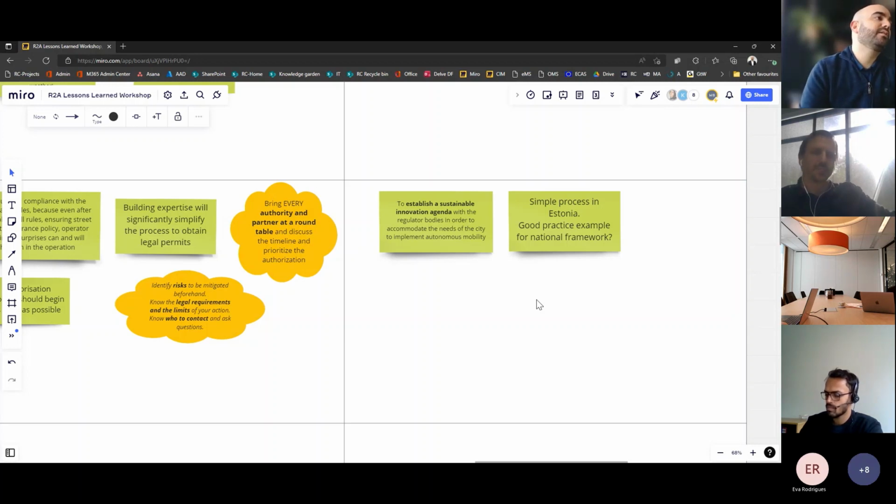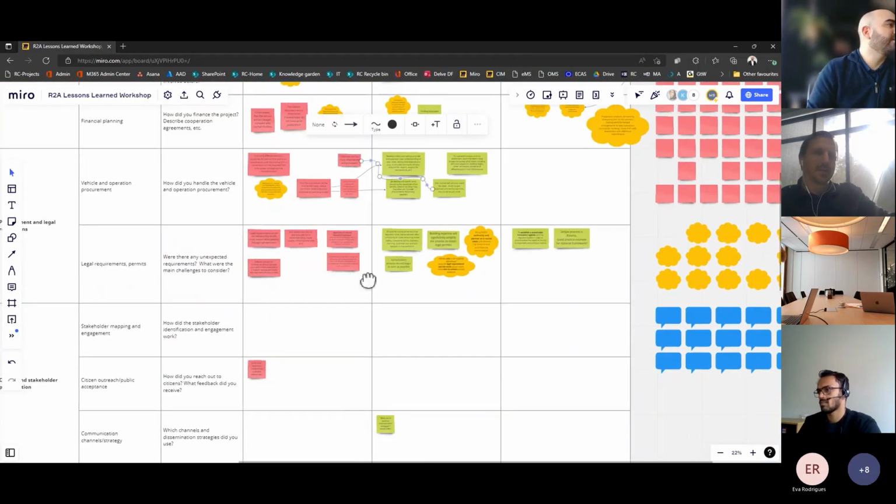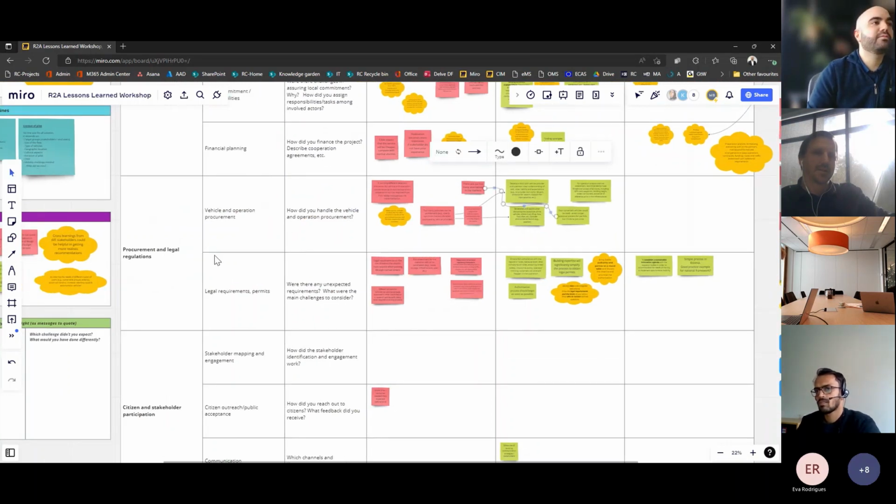And then the colleagues from Tartu mentioned that in Estonia they had quite a simple, very straightforward process, so that this could be considered as a good practice national framework, which we can look further into. Yeah, I think this is all for that phase, which maybe we can pause here and discuss.